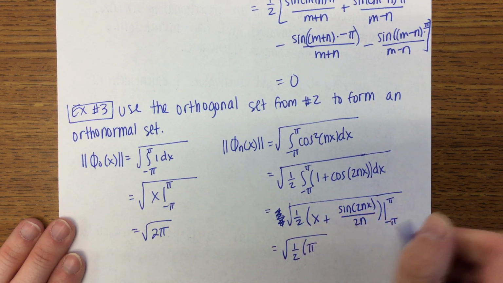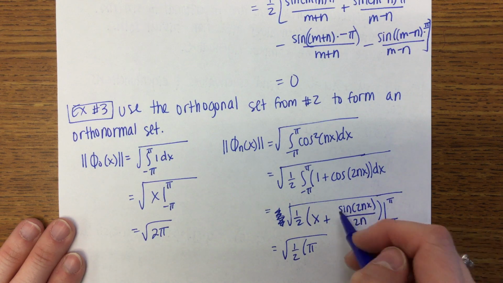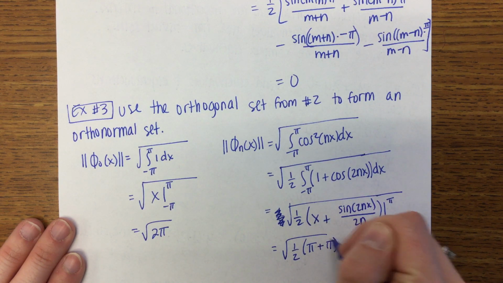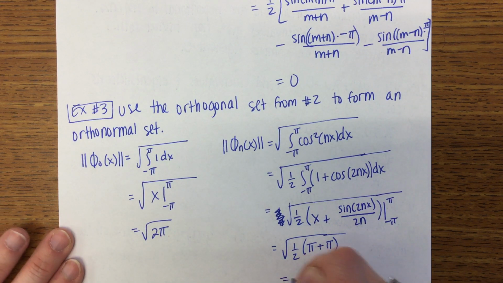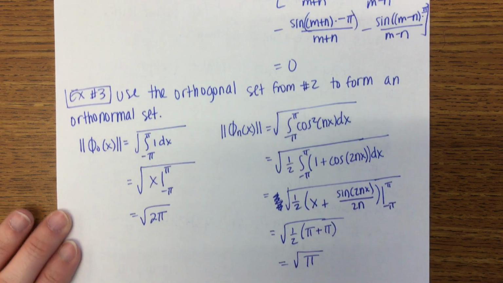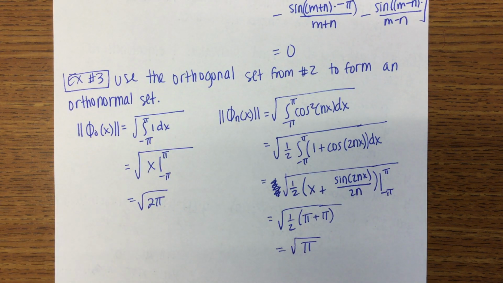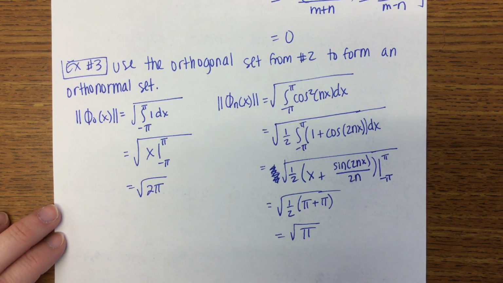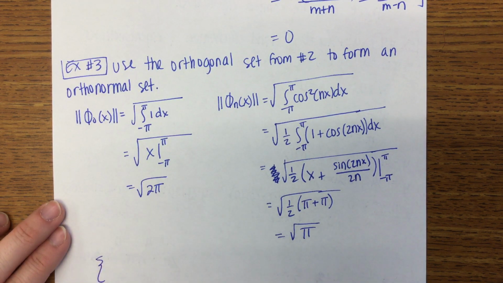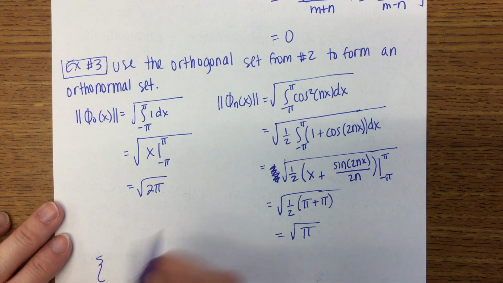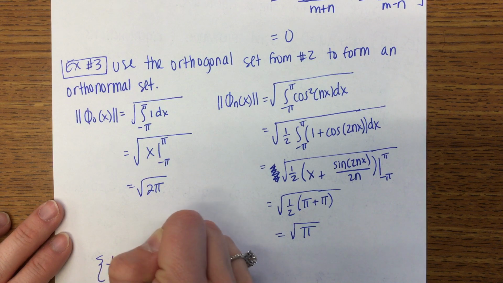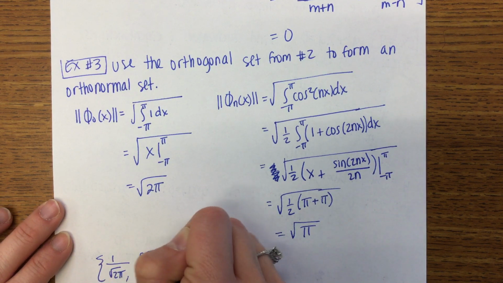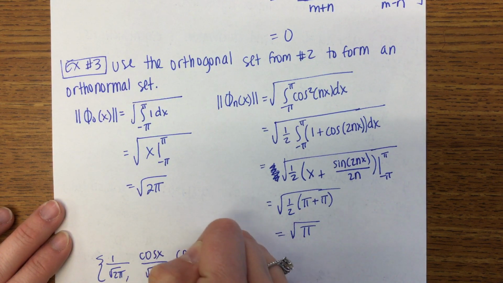Once we plug in pi to sine, we're going to get 0. Plugging in negative pi to sine, we're also going to get 0. So we end up with the square root of pi. So then if we want our orthonormal set, we're going to have to divide all of those functions by the norm. So we get 1 over the square root of 2 pi, cosine of x over the square root of pi, cosine of 2x over the square root of pi, etc.